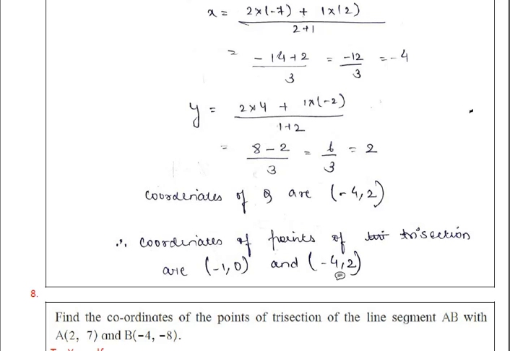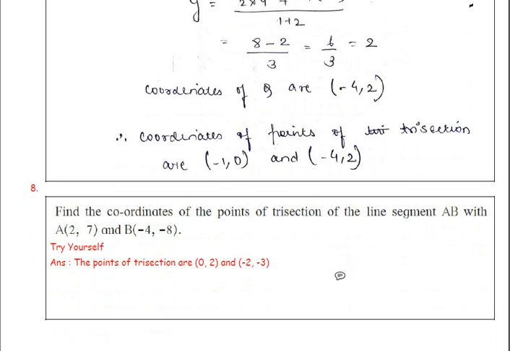ऐसे ये 2 पॉइंट्स A B को 3 पार्ट्स में डिवाइड करते हैं. Now here you have a try yourself question. Please pause the video, write down the question just the way you did the previous question on trisection. वैसे ही आपको second question करना है. These are the 2 points you should get as the answer. So please pause the video, try this question.